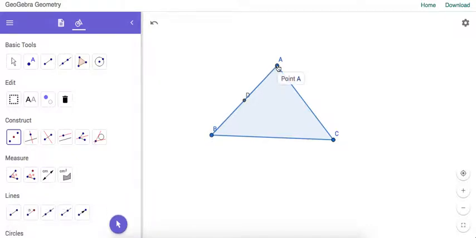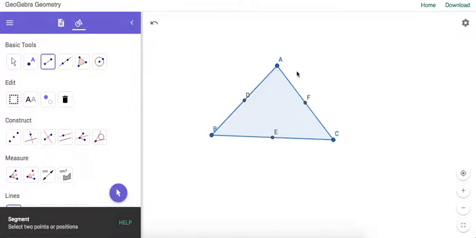There's the midpoint of AB. Here's the midpoint of BC. And here's the midpoint of AC. Then I'm going to create the medians for this triangle. Each triangle has three sides, so it should have three medians.